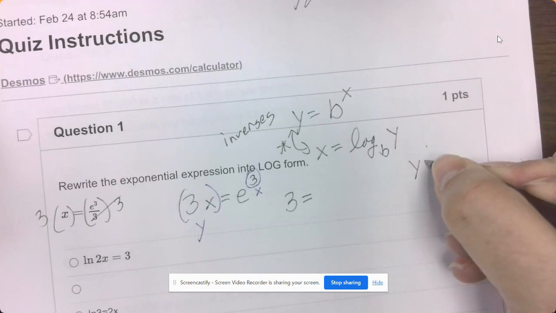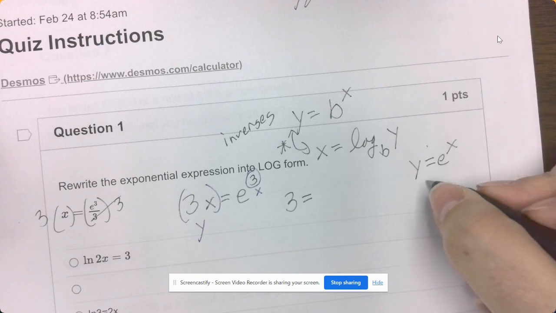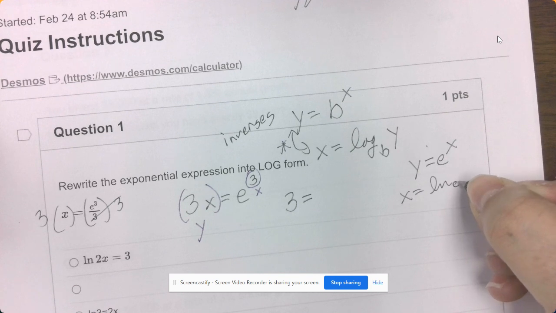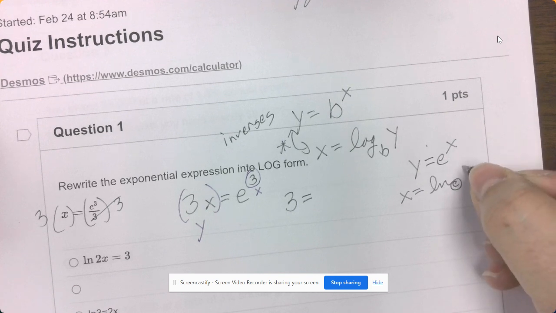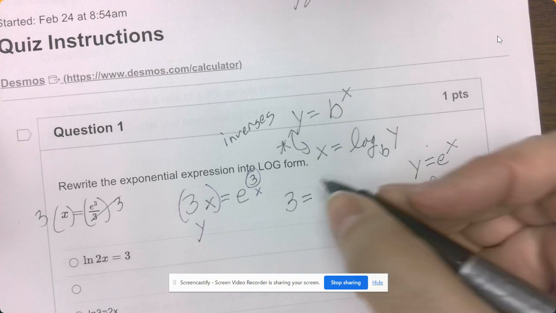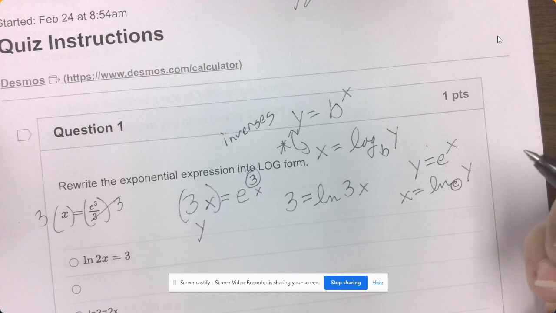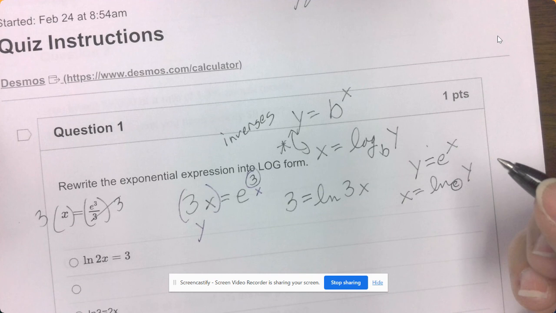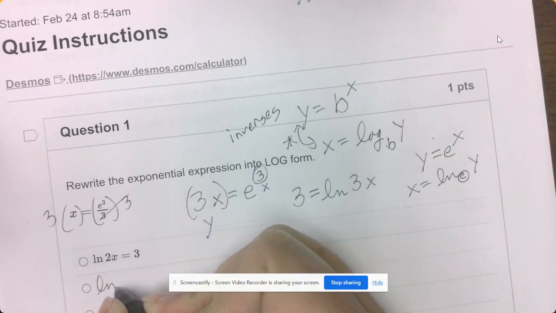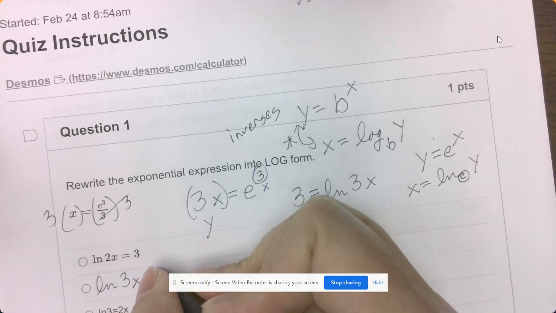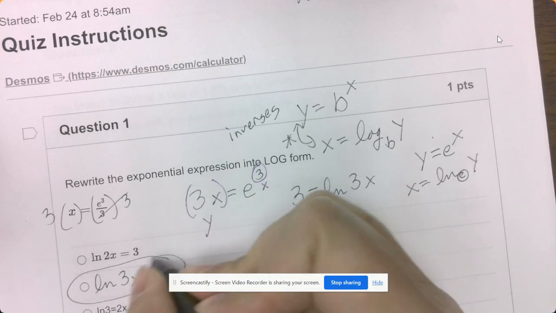So we have y is equal to e to the x. x is equal to the natural log of y. Remember that has a base of e, but we don't write it. So it's still going to be the same thing. Okay, so then we're going to have natural log 3x is equal to 3. Okay, and that would be our correct answer on that one.